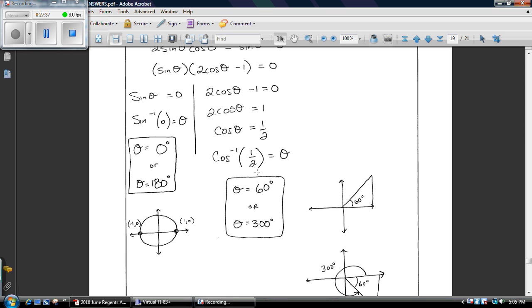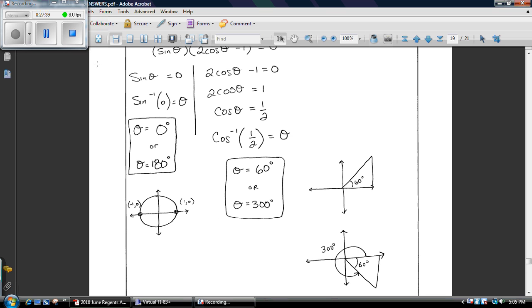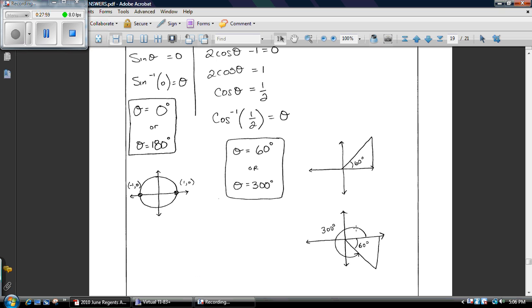Cosine. For this one, we're still going to do the same thing. We're going to inverse a half to find theta. That gives you 60. But where else is the cosine positive? Cosine is positive in quadrant 1 and quadrant 4. 60 degrees will work. This creates our reference angle. And 300 degrees will work.